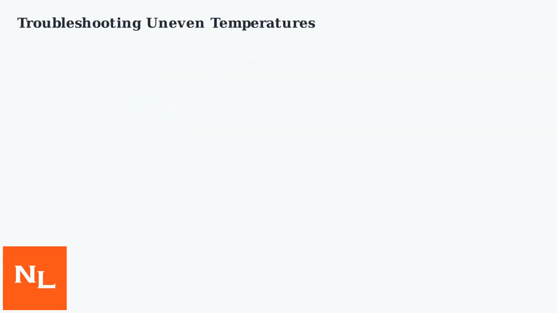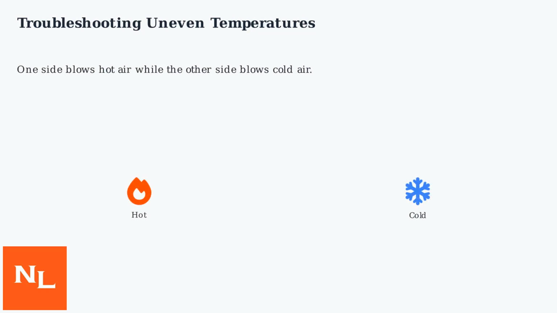Uneven temperatures in your Mercedes-Benz W245 B-Class often point to a specific issue with the climate control system. If you notice that one side of the cabin receives hot air while the other side gets cold air, this is a clear sign of uneven temperature distribution. This uneven heating or cooling is a common problem in the W245 model.